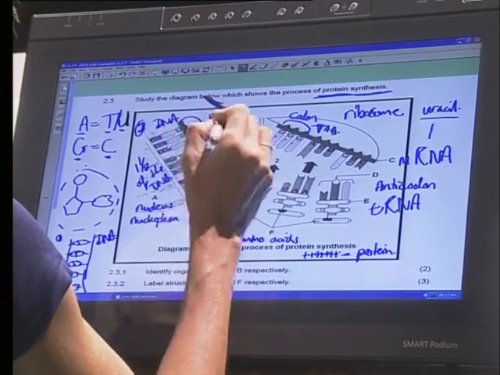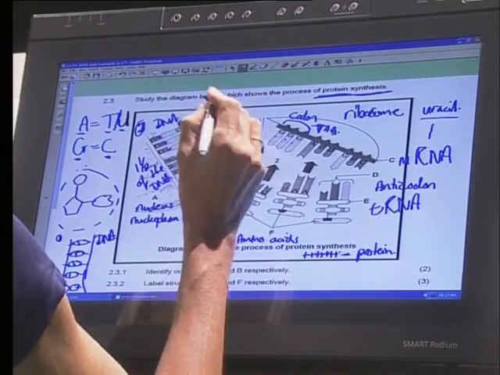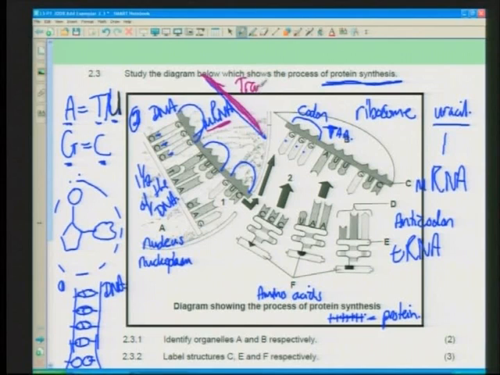And this process of coding is called transcription. Now, if you look at the word transcription, trans means moving. Scription or script means to write. So it writes the opposite and then moves away.